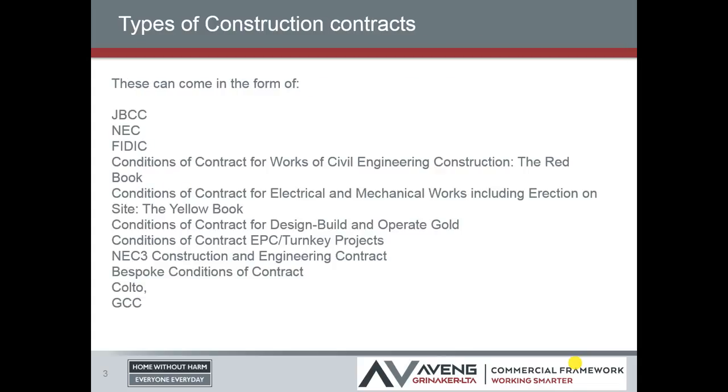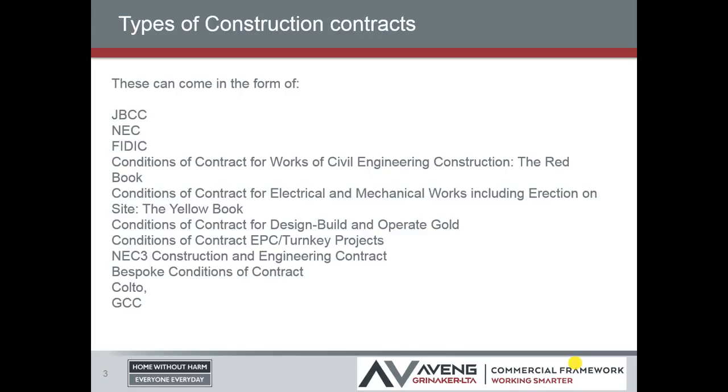Okay, so types of construction contracts that you will typically see in South Africa: obviously the JBCC for the building, NEC, FIDIC in all of its various forms, the Red Book, again, which most of you are familiar with. You've got the conditions of contract for electrical and mechanical works, the Yellow Book, the conditions of contract for design and build and operate, the Gold Book, and conditions of contract for EPC and turnkey projects, the Silver Book. Then you've got NEC, construction and engineering contracts. Obviously bespoke conditions of contract. Some major employers have their own conditions. And then the final two, GOTO and GCC.